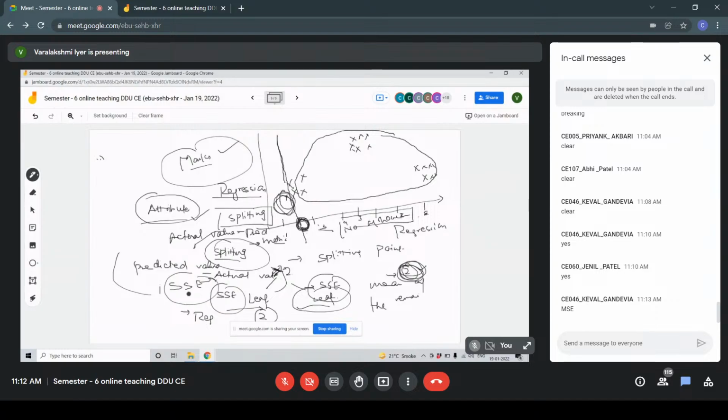After this, I'll choose another splitting point. For example, I'll choose 3 or 4 as a splitting point, and I'll calculate what the SSE loss is in that case. Whichever splitting point has the minimum SSE loss, the minimum sum of the square errors, that point will be chosen as the splitting point of your data set. Is it clear?